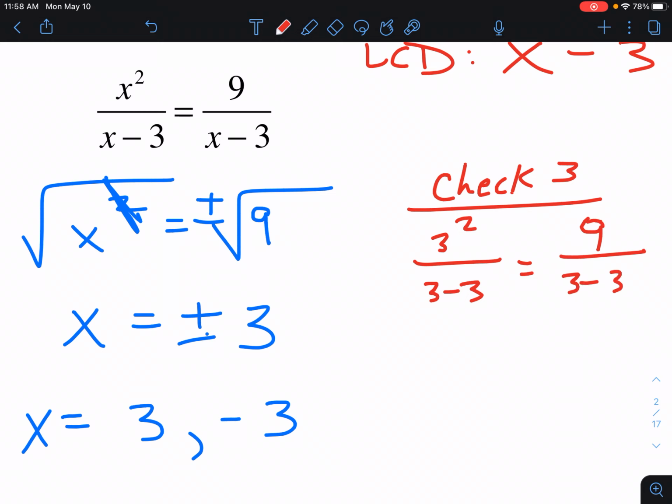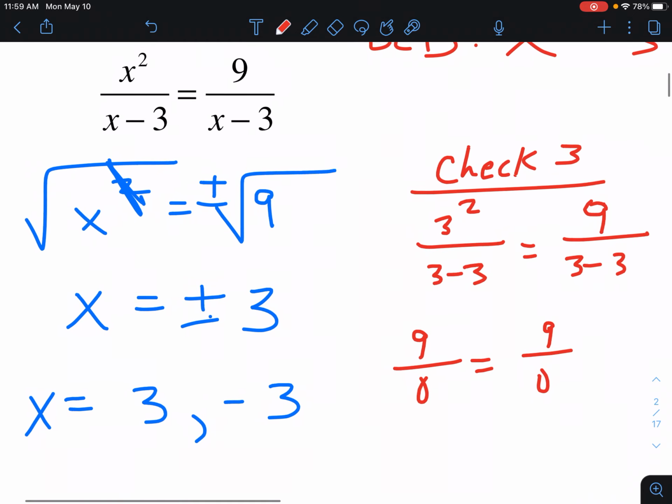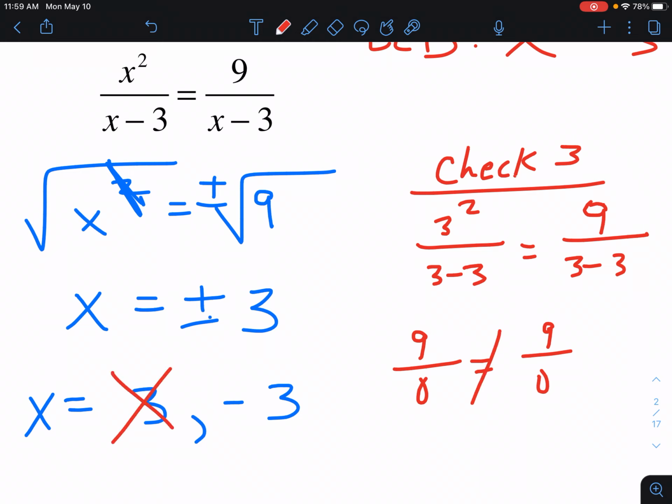Now, check out what happens. My denominators, 3 squared is 9, but the denominator is 0. Same thing on the right. Denominator's 0. So that turns out where this is not okay. So positive 3 would not be okay. It's undefined here. So we refer to that as an extraneous solution.